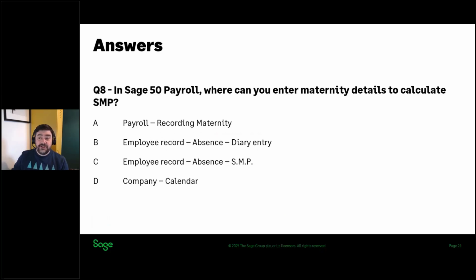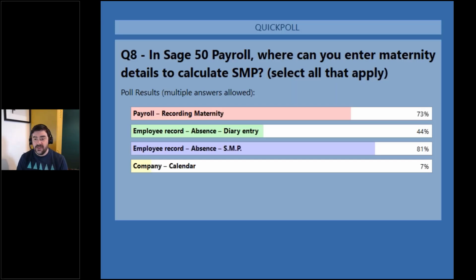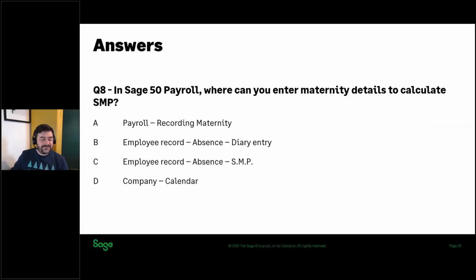And the final question of this round was in Sage 50 Payroll, where can you enter maternity details to calculate SMP? And there were multiple answers for this one. So let's see what you thought. So first 3 answers have been popular here. Payroll recording maternity, 73% of you. The employee record absence and SMP had 81% response. A few of you thought diary entry as well. So let's check the answer on that one.